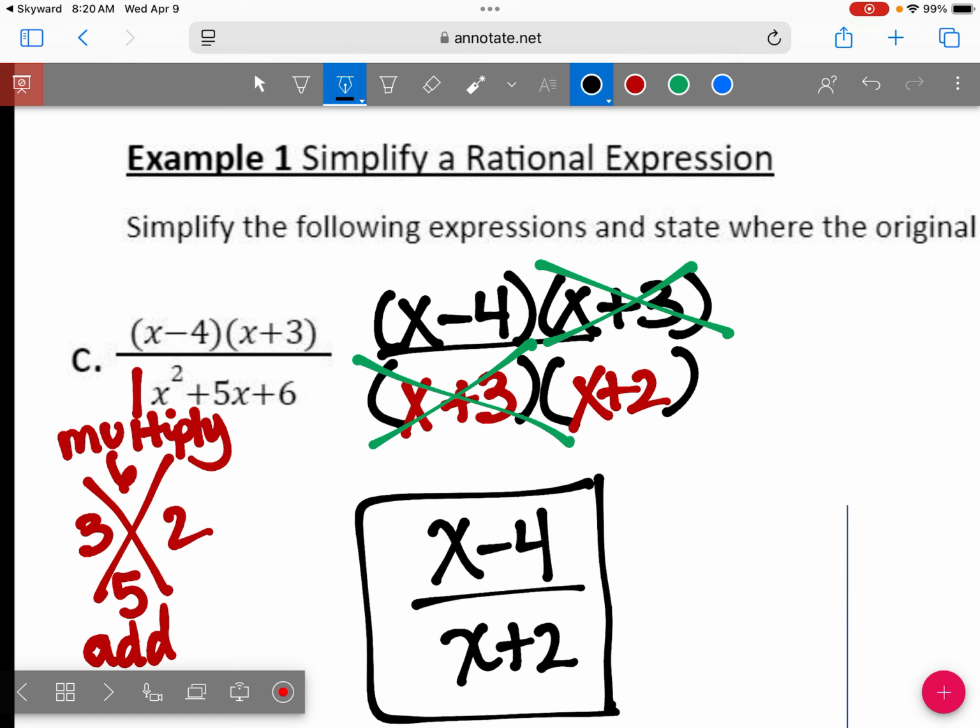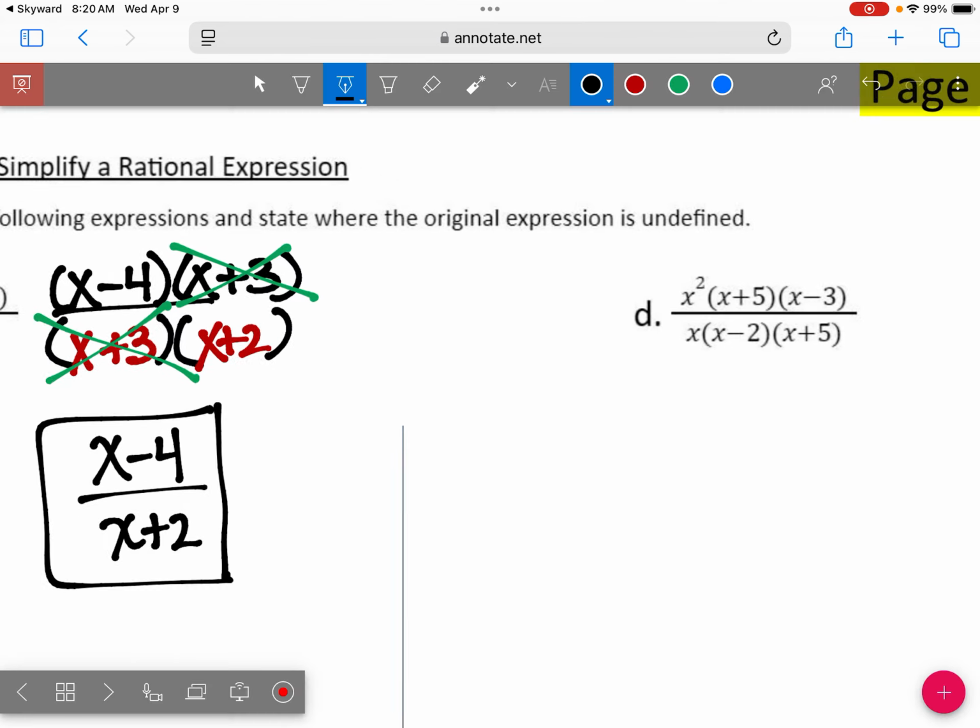Any questions? What y'all think? Not so bad, right? Okay. All right, let's look at D.